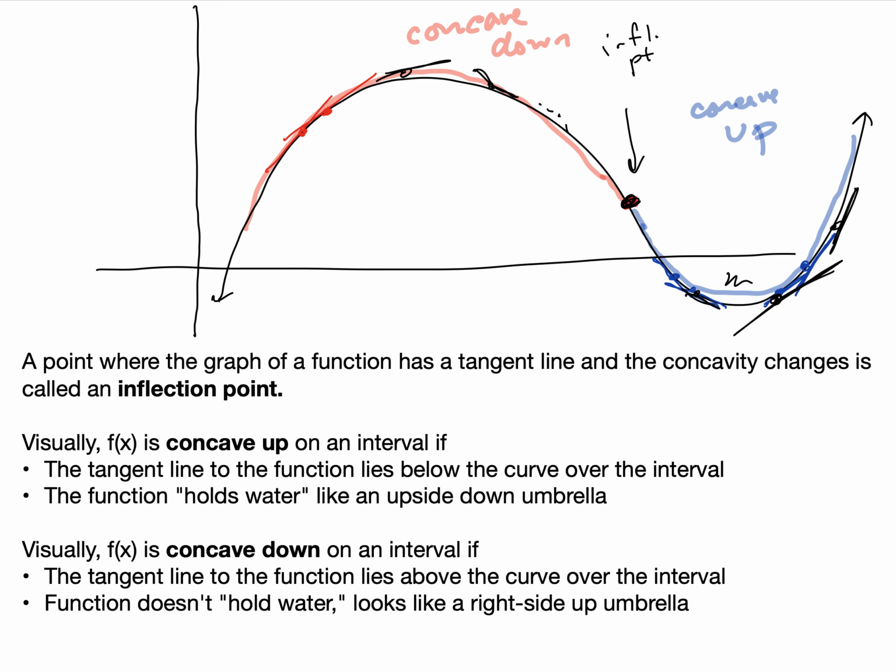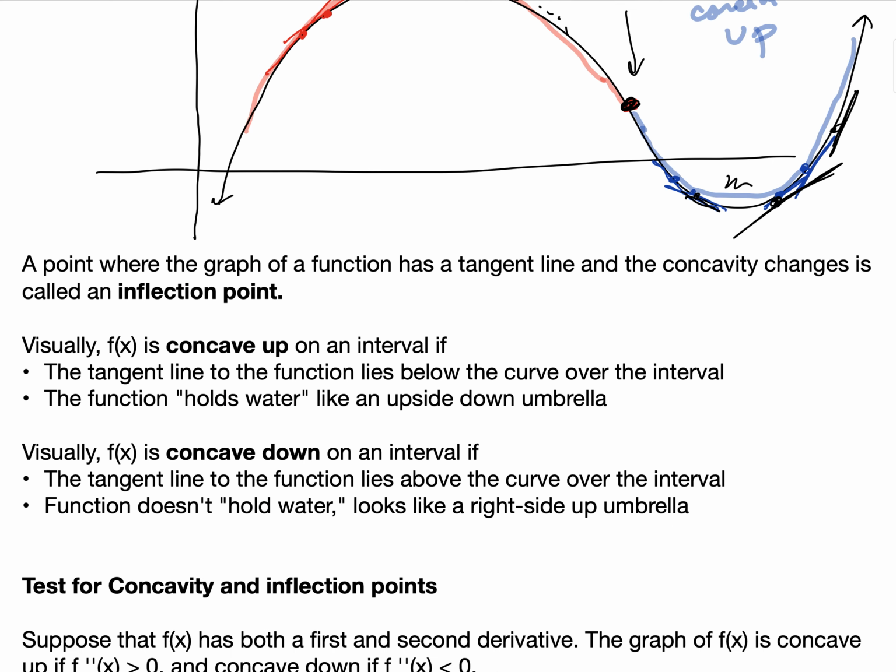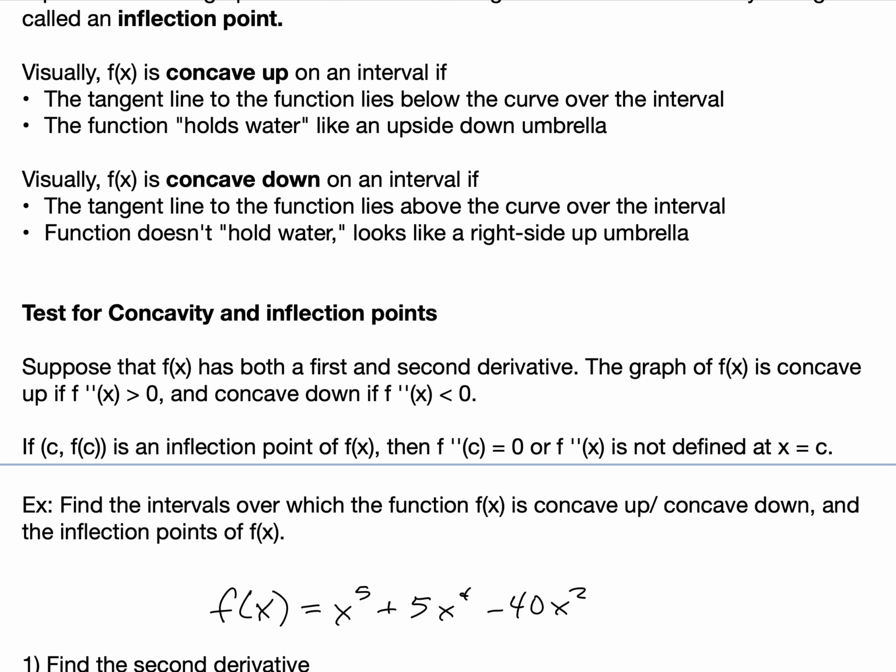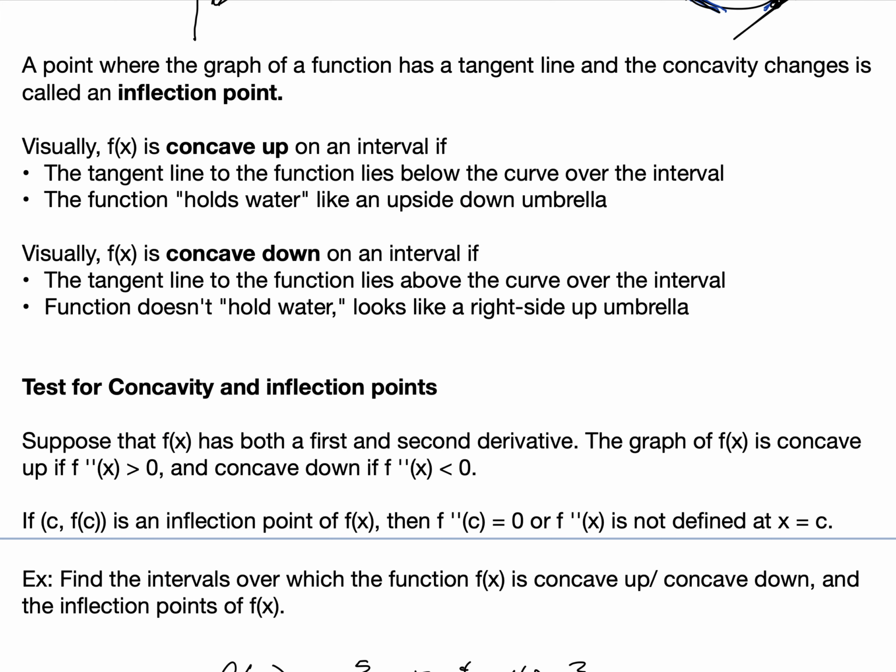Okay, so we want to test for concavity and inflection points for functions. For this, suppose that a function f of x has both a first and second derivative. Then the graph of f of x is concave up if f double prime of x is greater than 0, and concave down if f double prime of x, the second derivative, is less than 0. And if c, f of c is an inflection point of f of x, then that can only occur when the second derivative is either equal to 0 or is not defined.